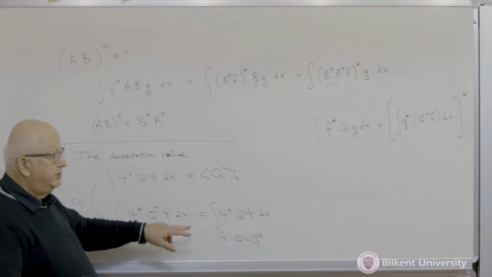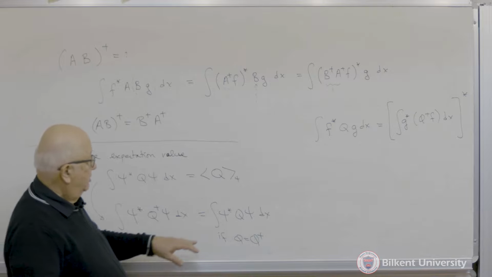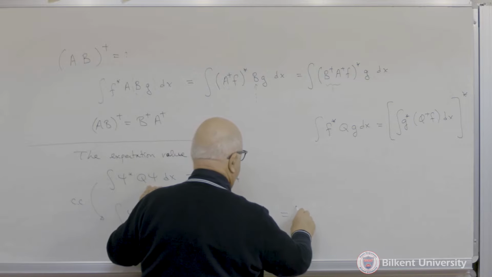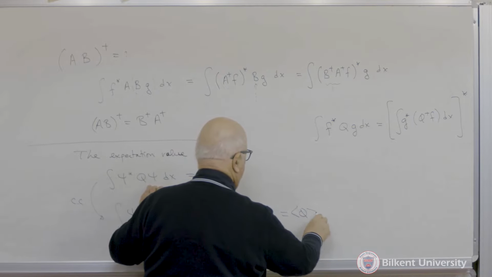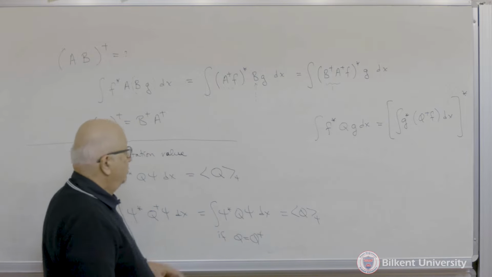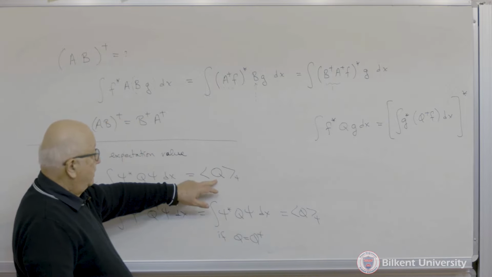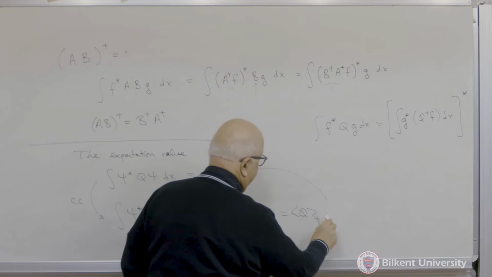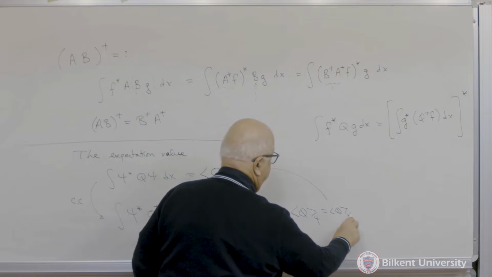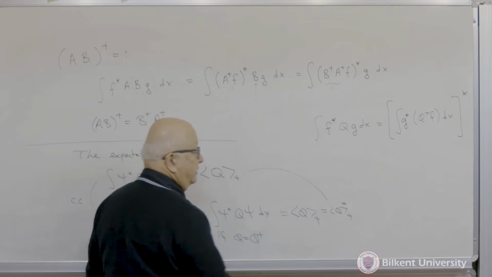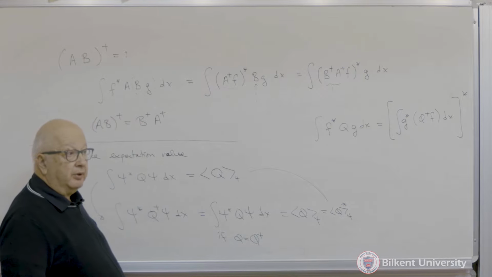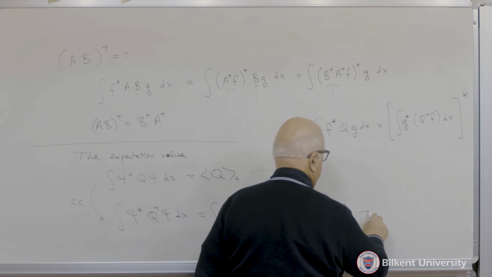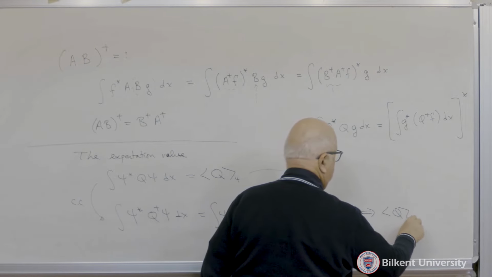So if this is Hermitian, then you see this is equal to that, and the right-hand side is going to be Q psi again. So this says that this object is equal to its complex conjugate, which means that the expectation value is real.